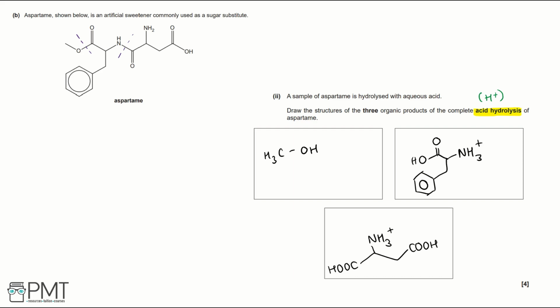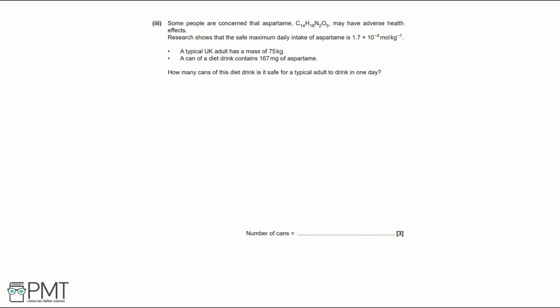And to get the 4 marks for this question, you get your marks for each of the structures, so 1 for each structure, and then your 4th mark comes from remembering that the NH2 groups are going to be converted into NH3+ groups.